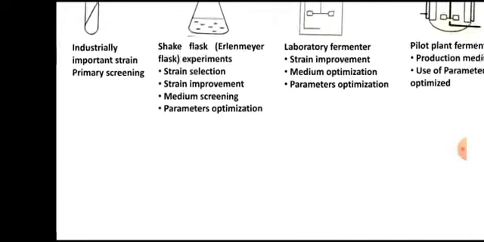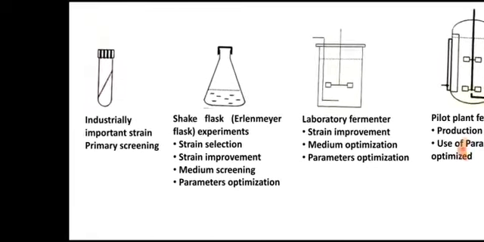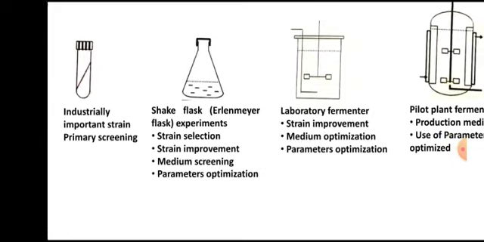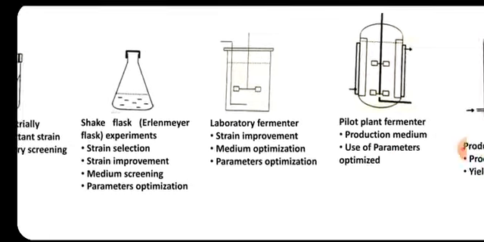This is again the diagrammatic representation of the levels of fermentation and what studies are carried out at each level. So there is the industrially important strain, primary screening, then secondary screening, shake flask experiments where strain improvement studies are done, medium screening is done, and parameter optimization is done.